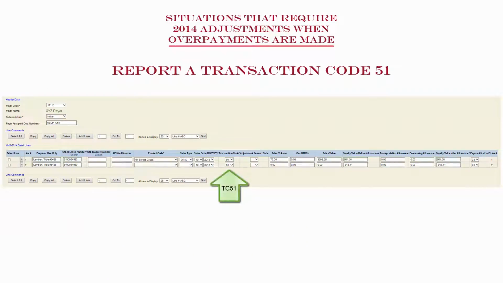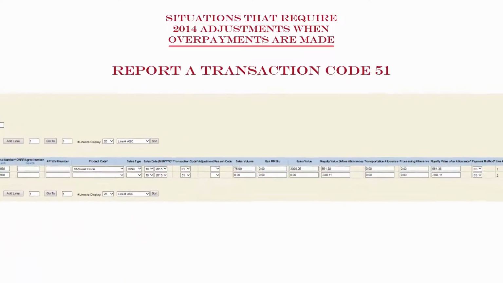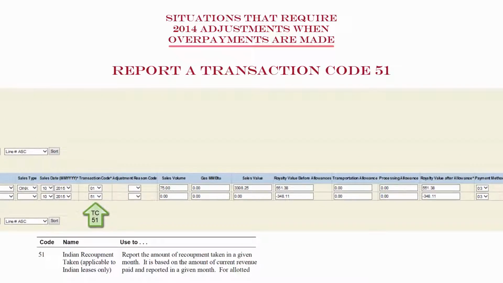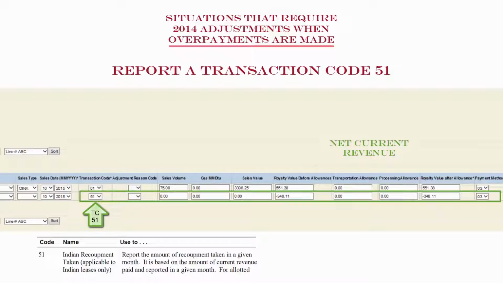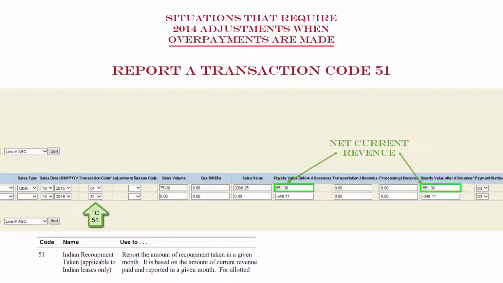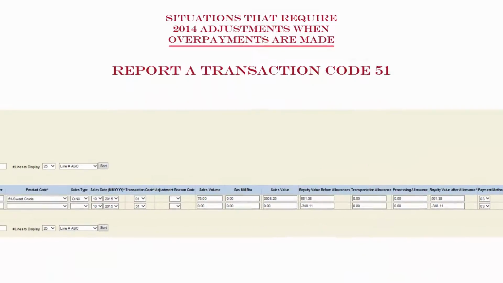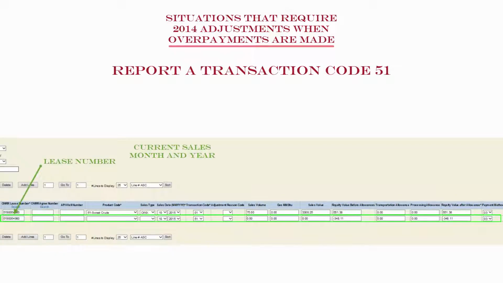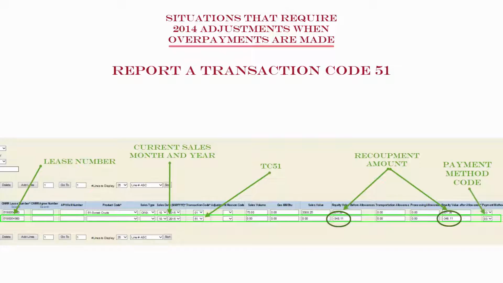To get your money back, use a transaction code 51 or TC51 on the next line to recoup against the net current revenue. The royalty value for TC51, recoupment taken, is a negative amount. On this line, enter the lease number, current sales month and year, TC51, the amount you wish to recoup in both the royalty value before allowance and royalty value after allowance fields, and the appropriate payment method.